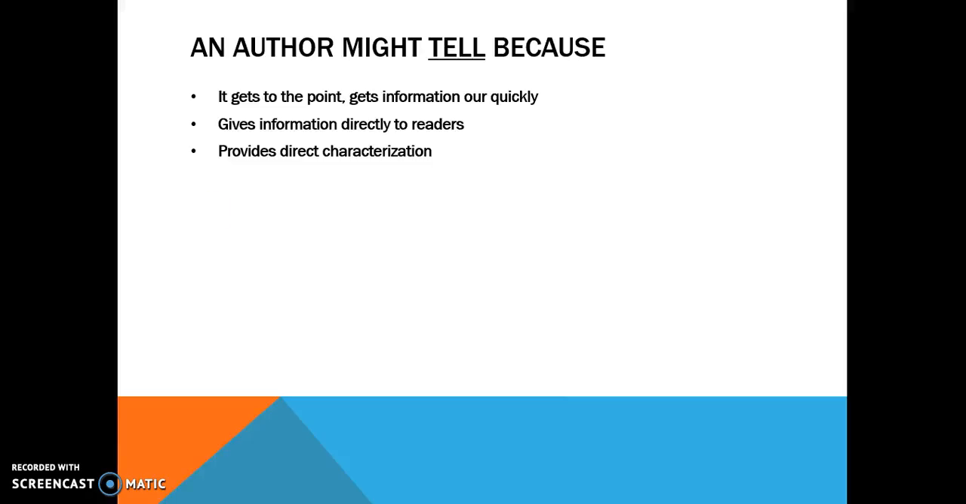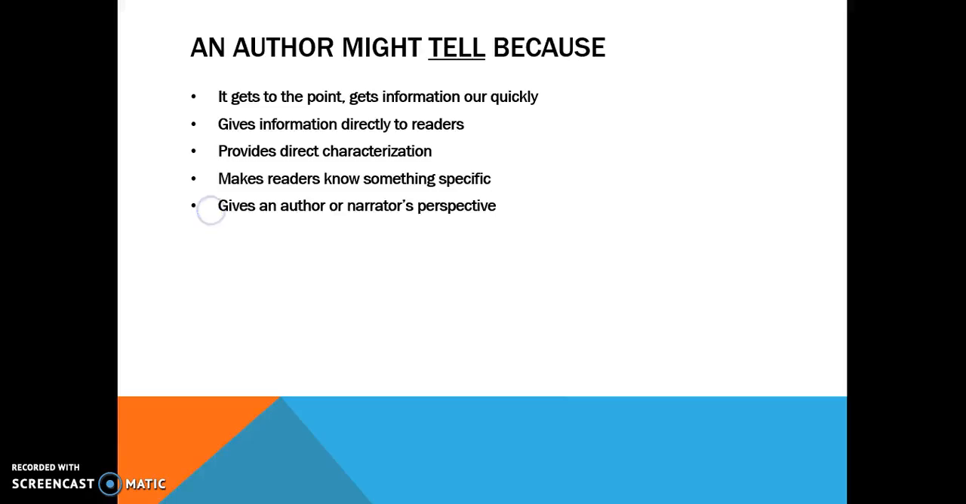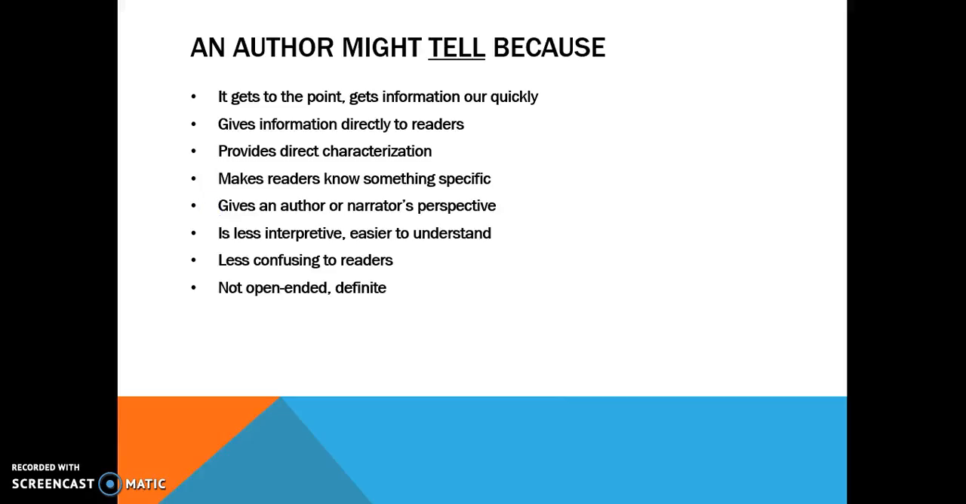It provides direct characterization, makes readers know something specific that they want them to know, gives an author or a narrator's perspective. This is how they feel about that topic or that character. It is less interpretive, easier to understand. You don't need to figure things out. It's right there on the page for you, which makes it less confusing to readers. It's not open-ended. It's definite.